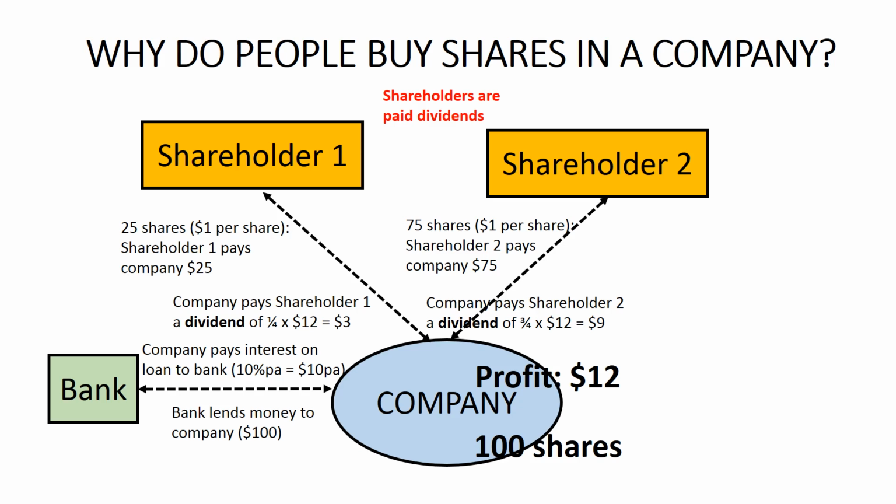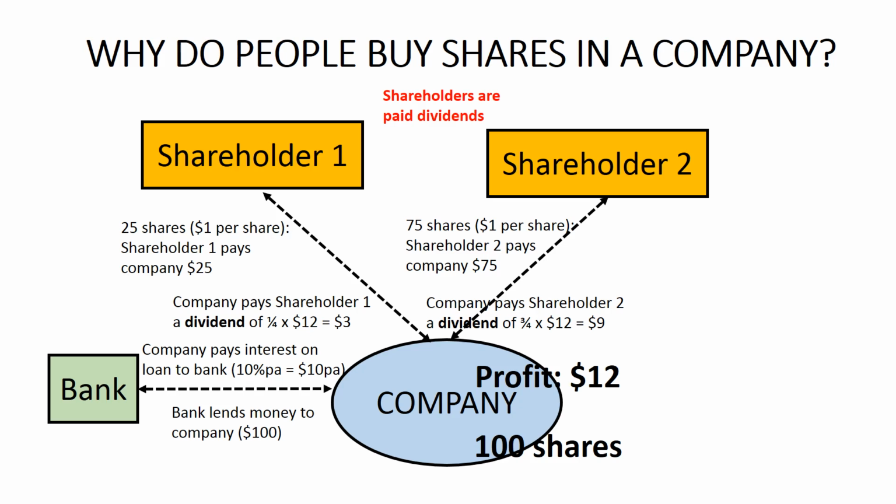The second difference is that the interest that a company pays to a bank is set at a particular rate, for example 10% per annum. That is, a company must pay to the bank each year 10% on the amount that the company has borrowed. However, because the profit that a company makes changes every year, the amount that a company pays to its shareholders by way of dividend will also change from year to year.